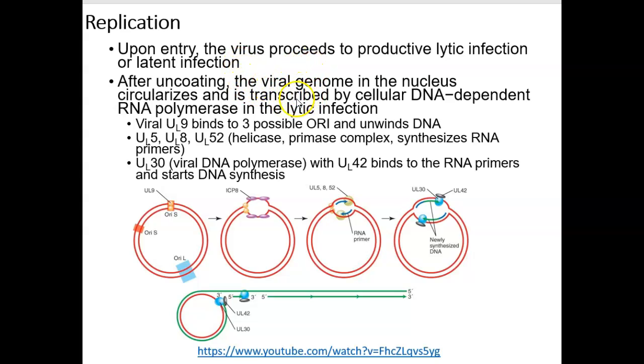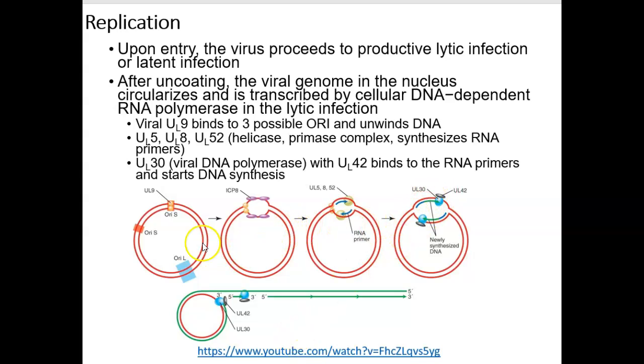So the double-stranded DNA genome has to circularize, and then it's transcribed by cellular RNA polymerases, and it replicates through rolling circle replication. And so again, this is better demonstrated in a video. I showed the same link in one of the previous lectures.